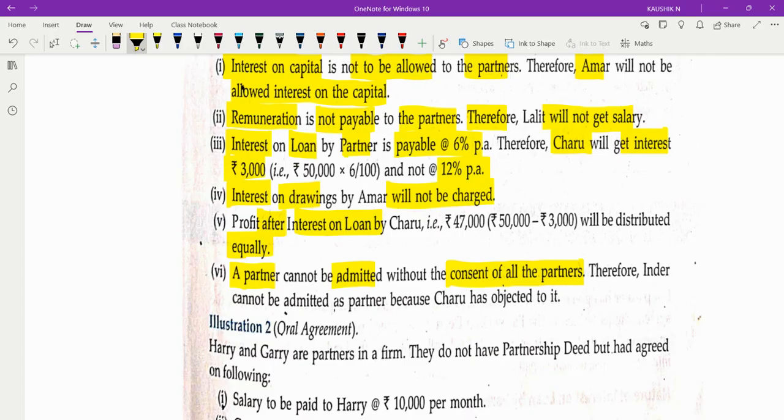Cannot be introduced or cannot be admitted into the business without the consent of all partners. Therefore, Inder cannot be admitted as a partner because Charu is objecting to it. So this is a statement to be provided. Now can you understand the concepts and the consequences when the partnership deed is not available? Clear with these first five?